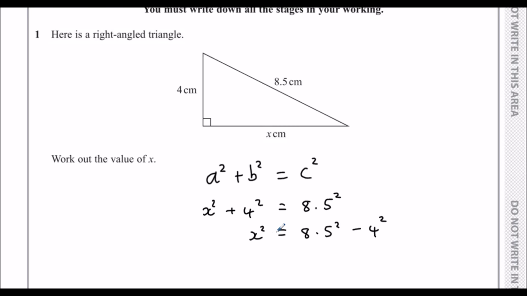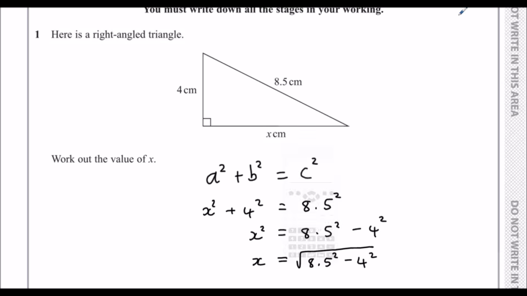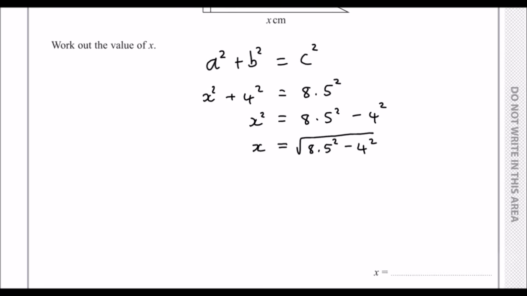And then we're going to square root to get x by itself. So x is going to be the square root of 8.5 squared minus 4 squared. So we just type into our calculator the square root of 8.5 squared minus 4 squared, which is 15 over 2 or 7.5. So x is 7.5.